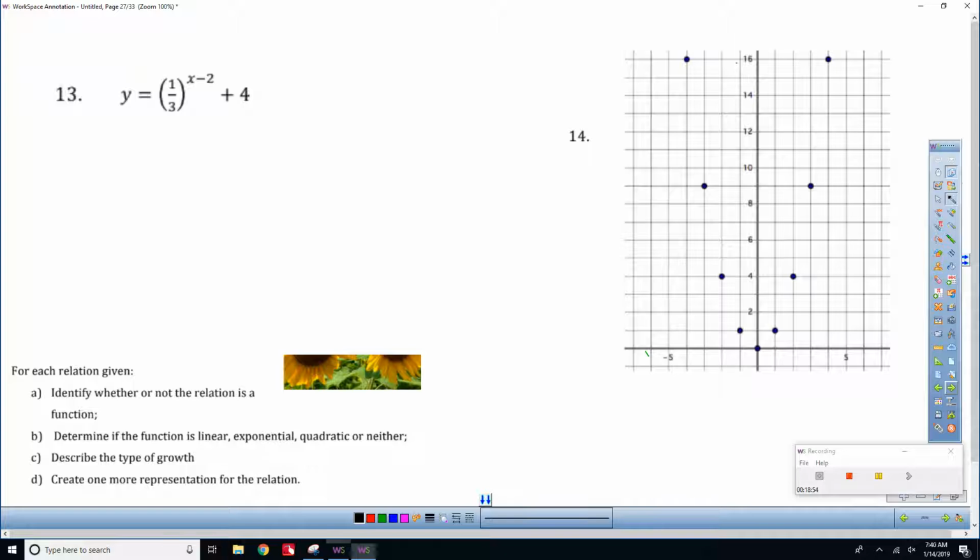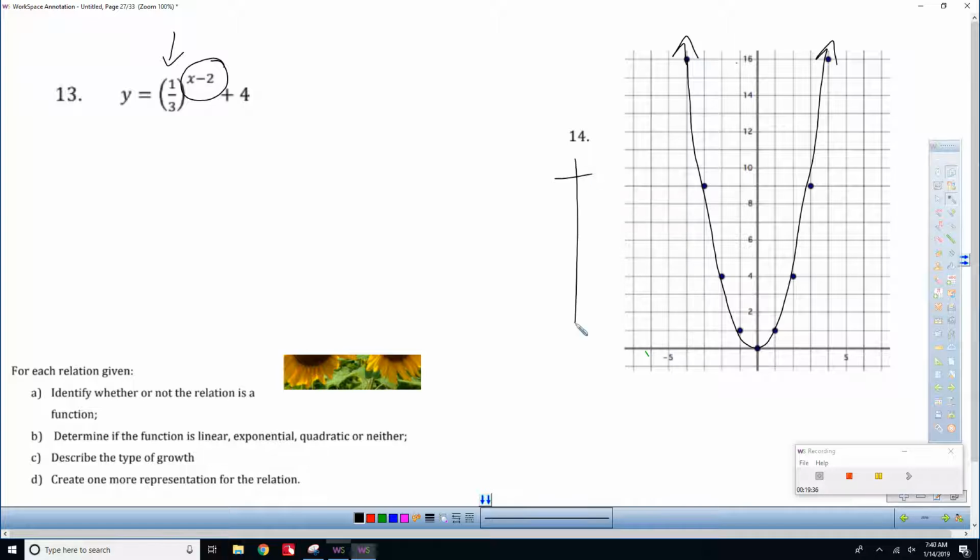Don't worry about that. I might have made a mistake there, but we're moving on because we have one more page in the video. Okay, stick with it. So this would be exponential. It would be decay, because the ratio is less than 1. And yes, it is a function. And finally, number 14. This would be a function. It would be quadratic. And another way to look at it, it's definitely quadratic growth.